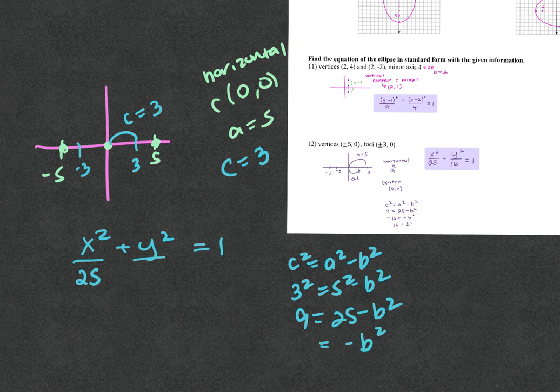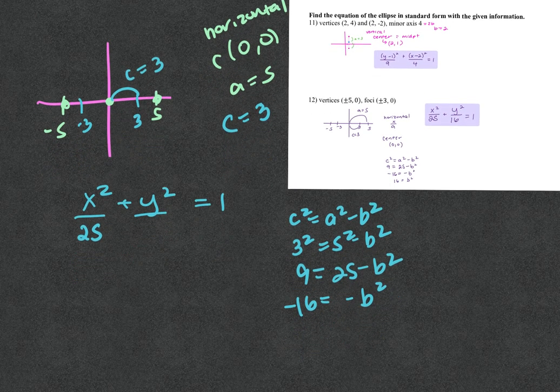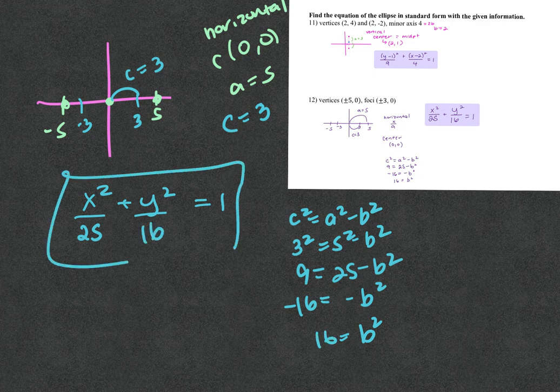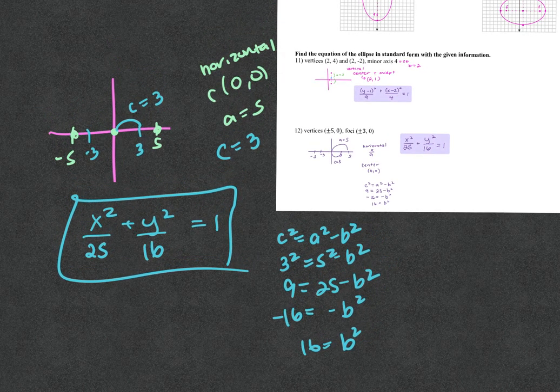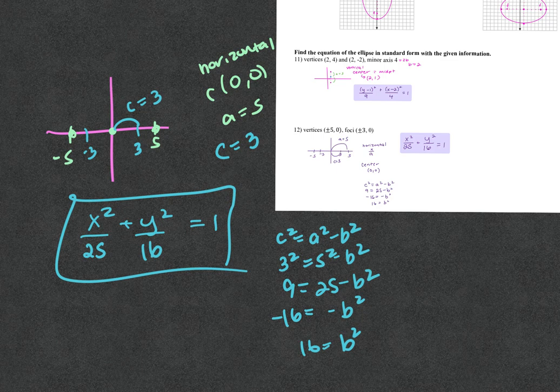Negative b squared would equal negative 16. B squared would equal 16. And that's what fills in the bottom. So you don't have to graph it. I don't need to know that b is 4. I can keep it as the b squared. Other questions on this one?